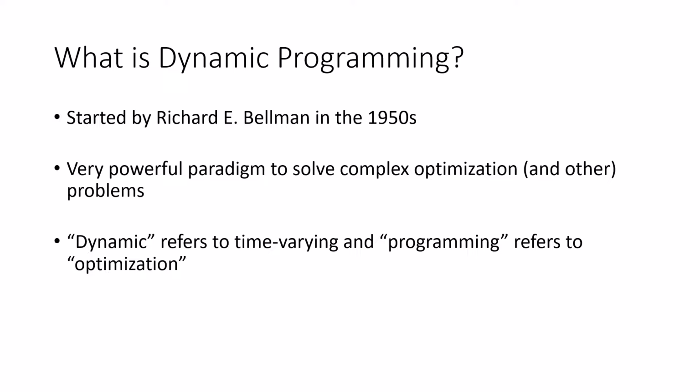Dynamic programming was started by an American mathematician by the name of Richard Ernest Bellman. Basically, he was at a research lab with the US Armed Forces, and his task was to do research in mathematics, so advanced math, and optimization. One of his main findings was this very powerful method to solve very complex optimization problems.